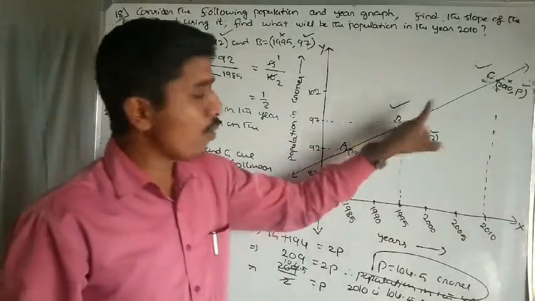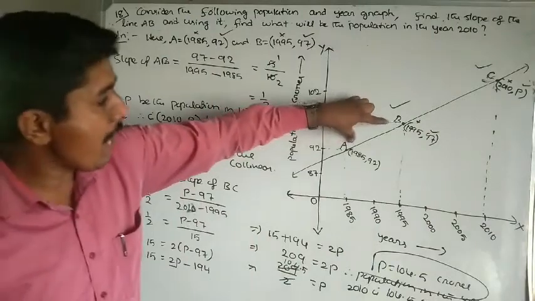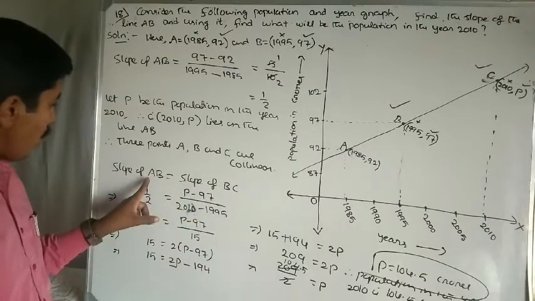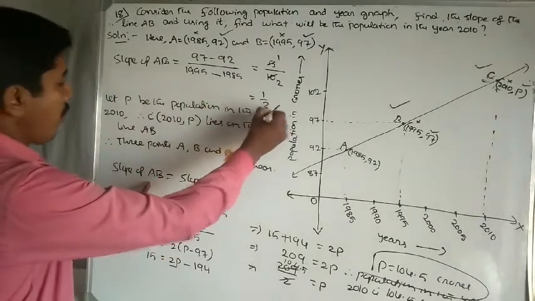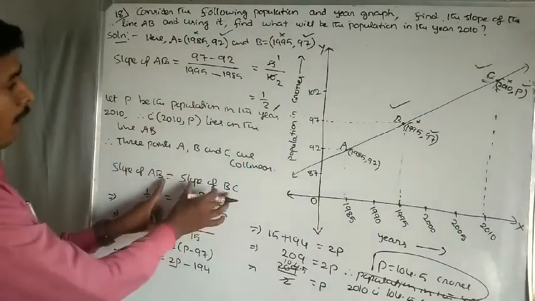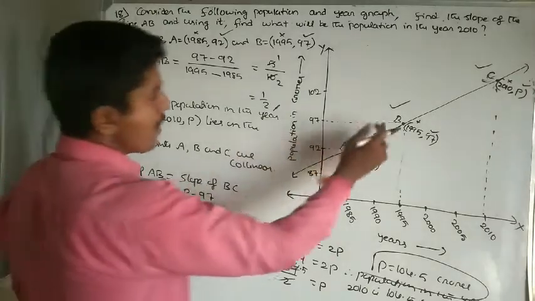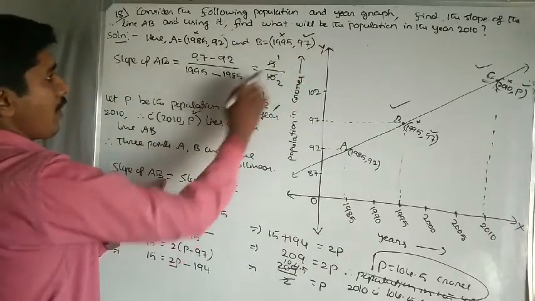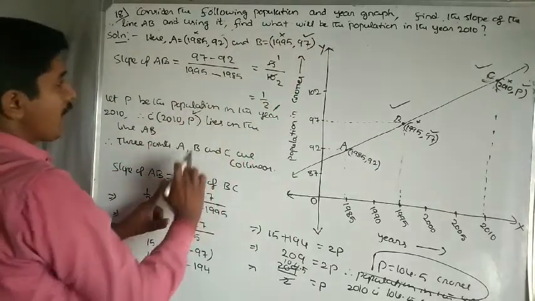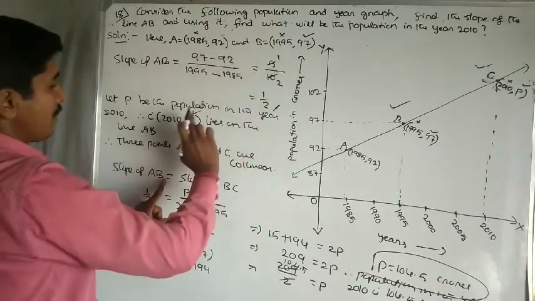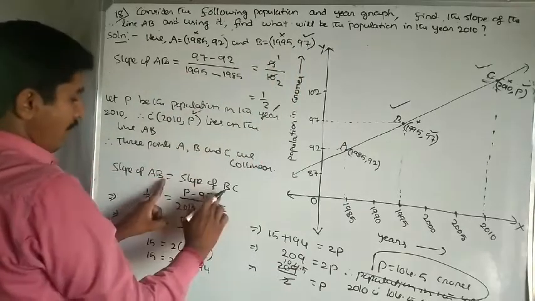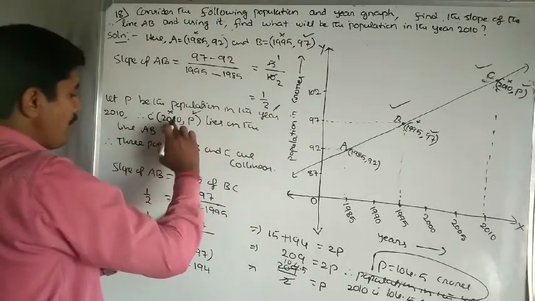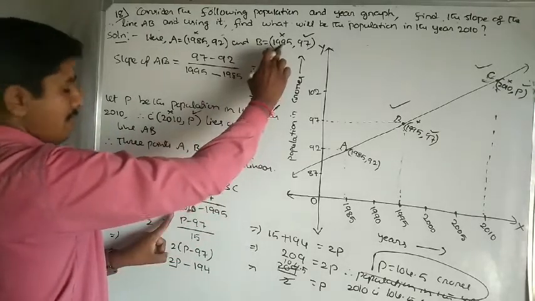3 points are collinear means we know that slope of AB equals slope of BC. Slope of AB, here we have, equals, directly substitute. Slope of BC, B point, C point: Y coordinate minus Y coordinate, 97 minus P, or P minus 97 you can take, divided by X coordinate minus X coordinate, 2010 minus 1995.